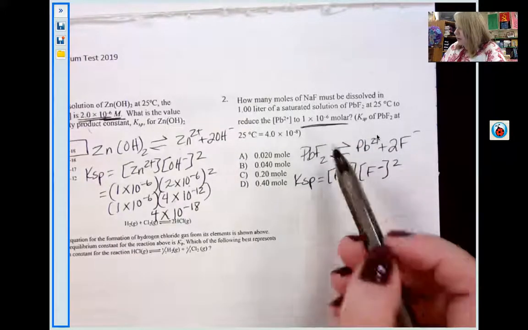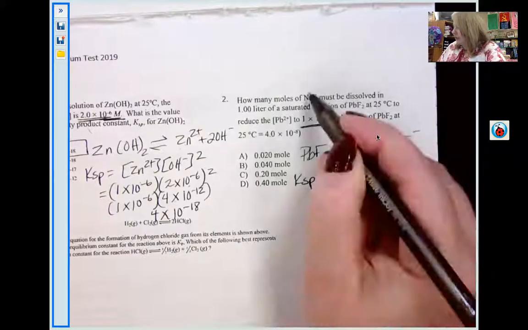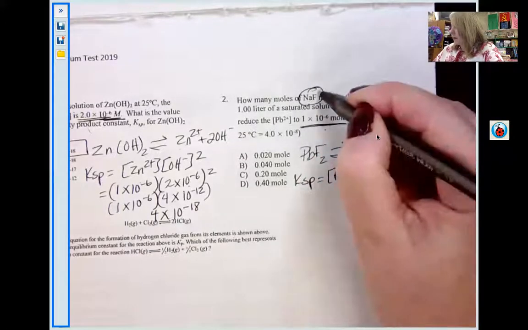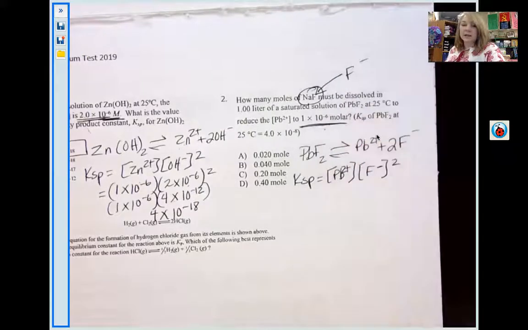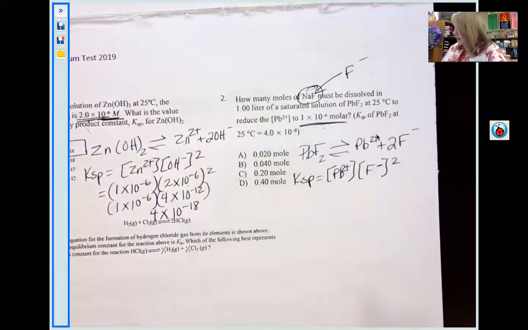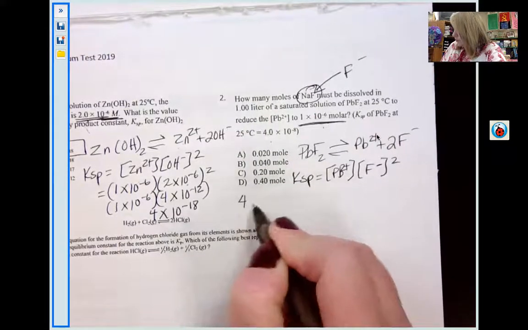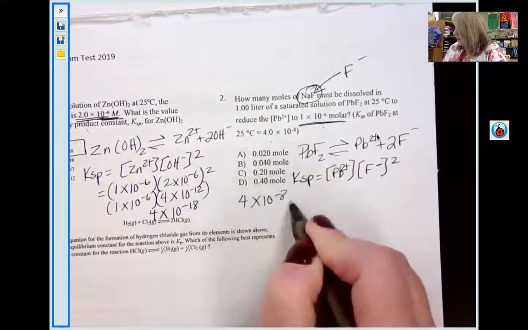Okay, so on this one, your job is to find out how much NaF. Well, what's the common ion here? That would be F minus, in NaF. So we don't care about the Na, it's a spectator ion here. We have the Ksp, so we just plug that in, 4 times 10 to the negative 8 equals.